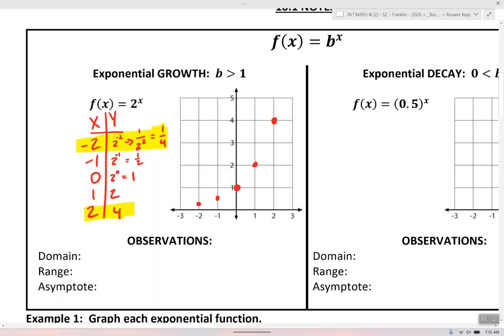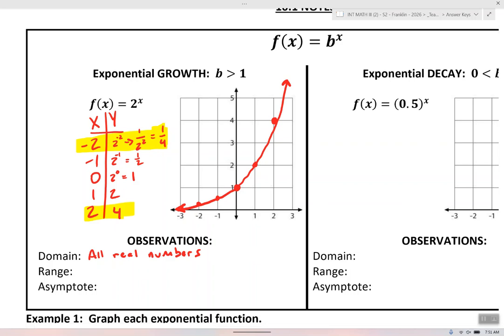So our graph increases to the right and decreases to the left. Now, if we're talking about this in general terms, the domain here of any exponential growth function is going to be all real numbers, because I can put any number in for x, negative or positive, and I'll get an output for y. So our domain here is all real numbers. X can be any number from negative to positive infinity.